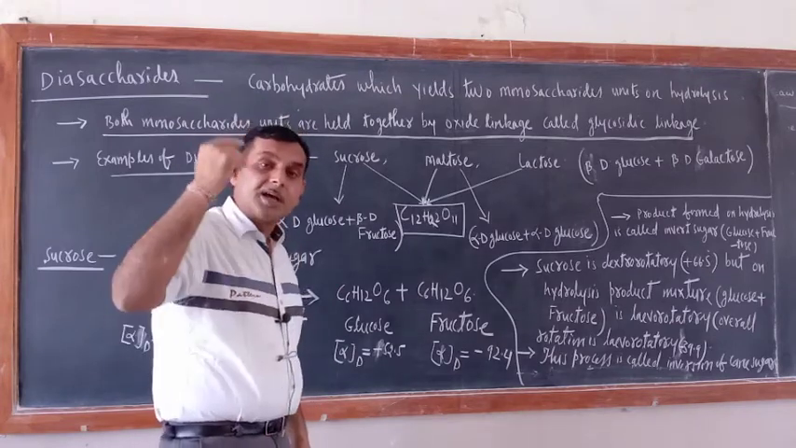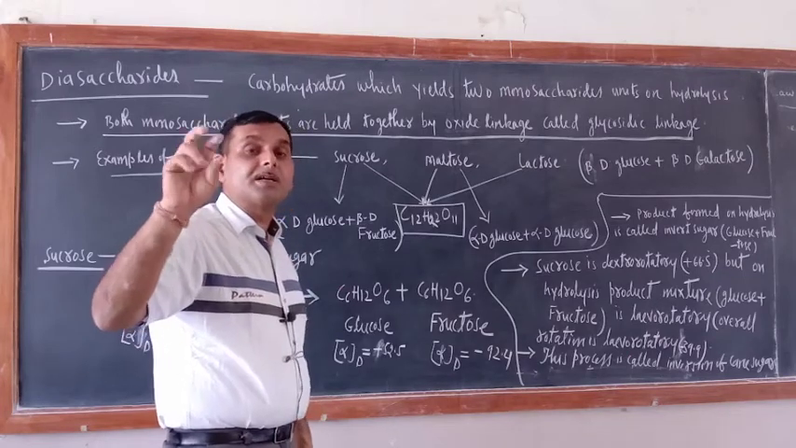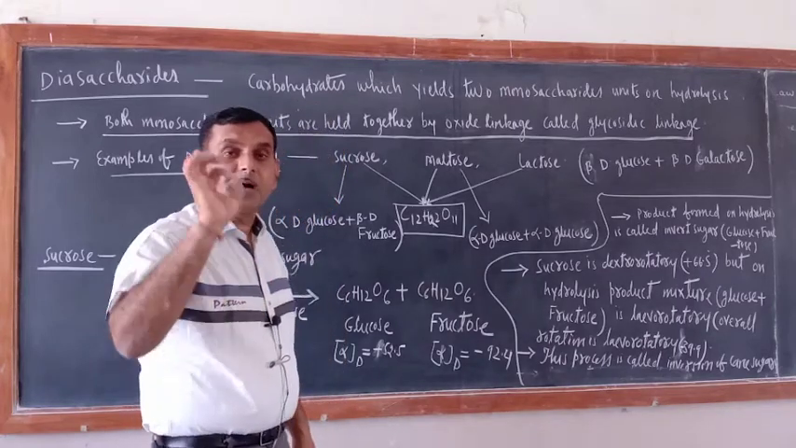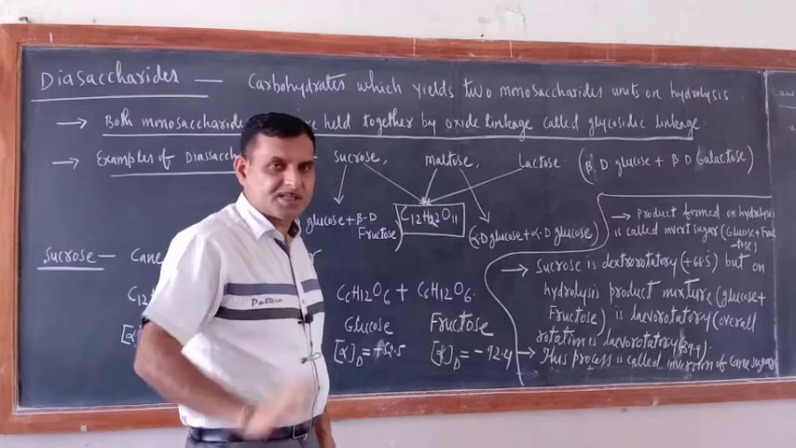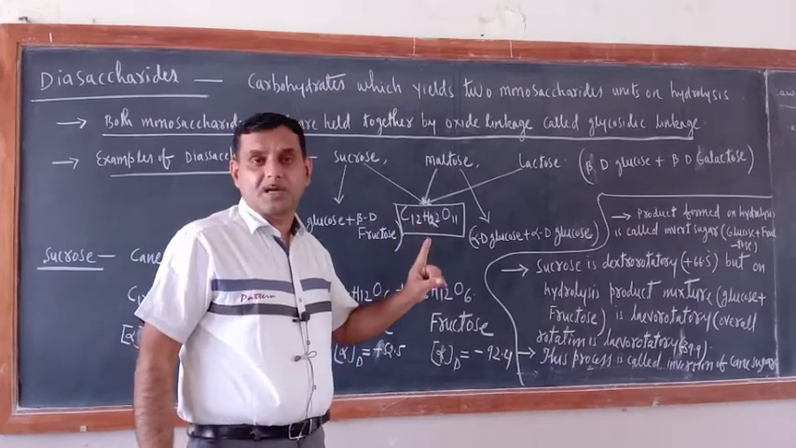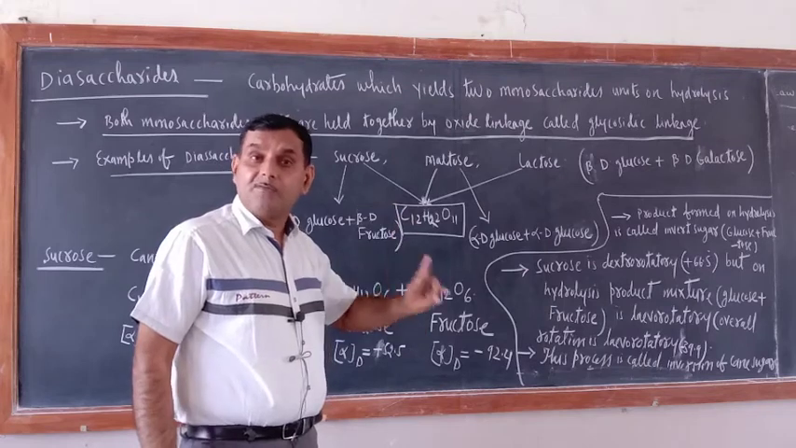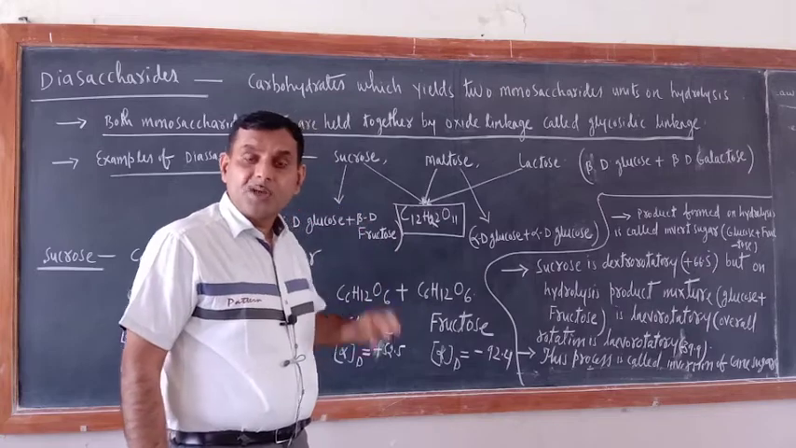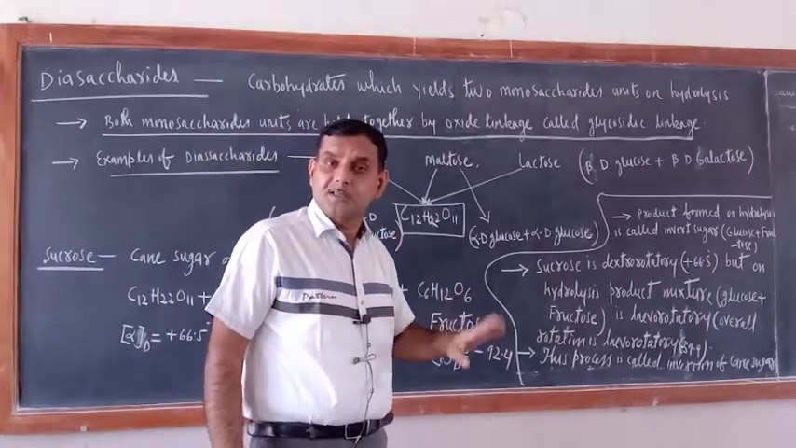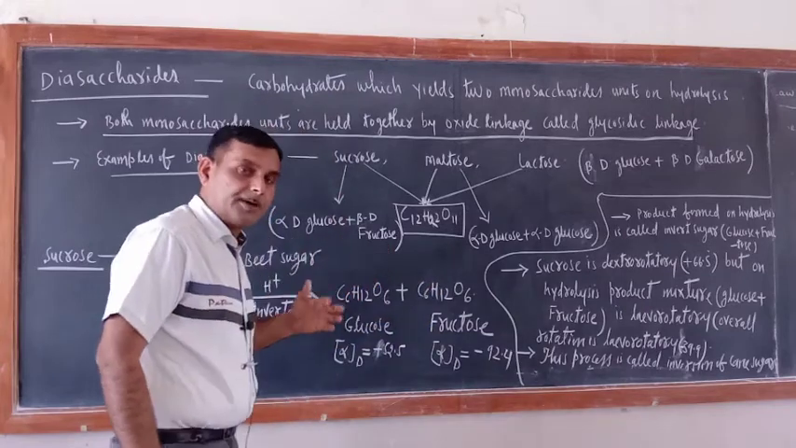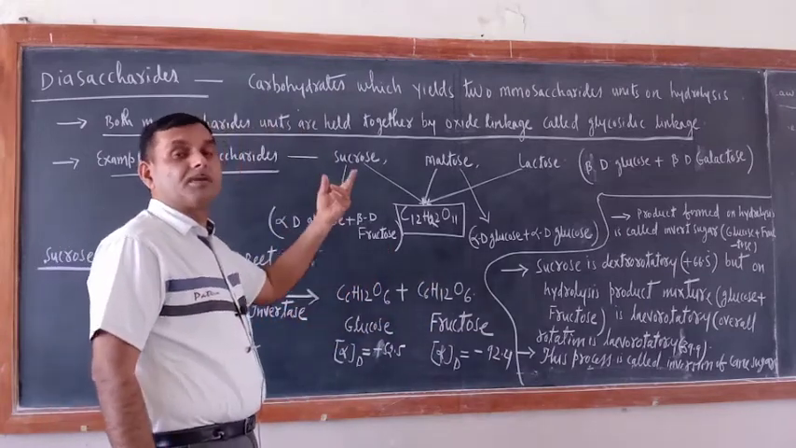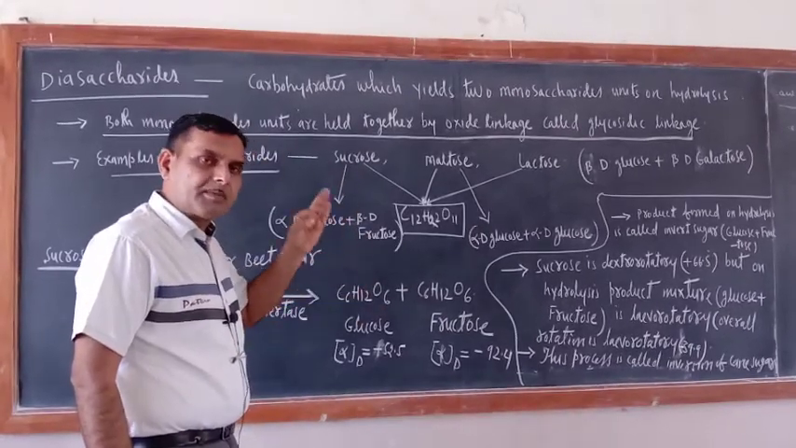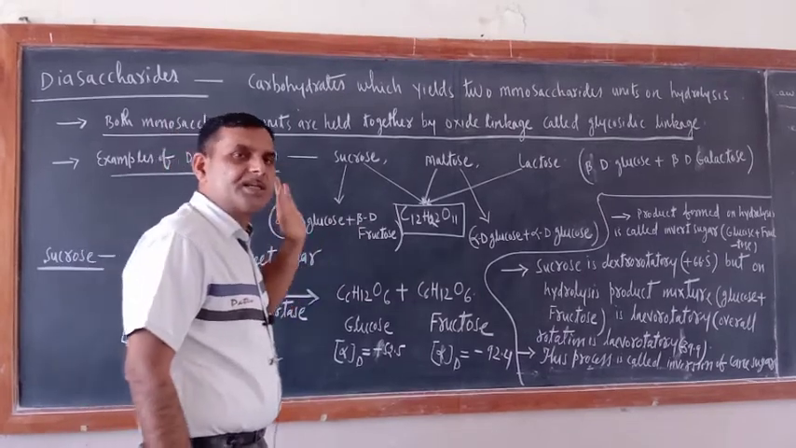So what are anomers? Anomers are a special kind of optical isomers which differ in terms of configuration at carbon number one, but they are not enantiomers. Enantiomers form mirror images of each other and do not superimpose. Anomers do not form mirror images, so there is no question of overlapping. Remember, they are a special kind of optical isomers, they differ in configuration at carbon number one only, and the rest of the part would be similar.